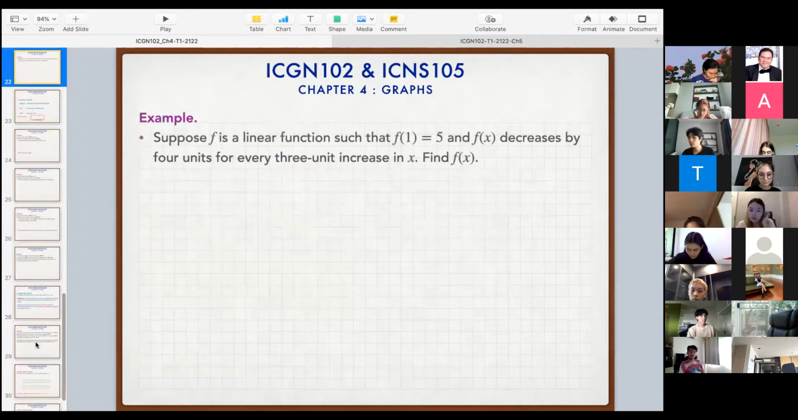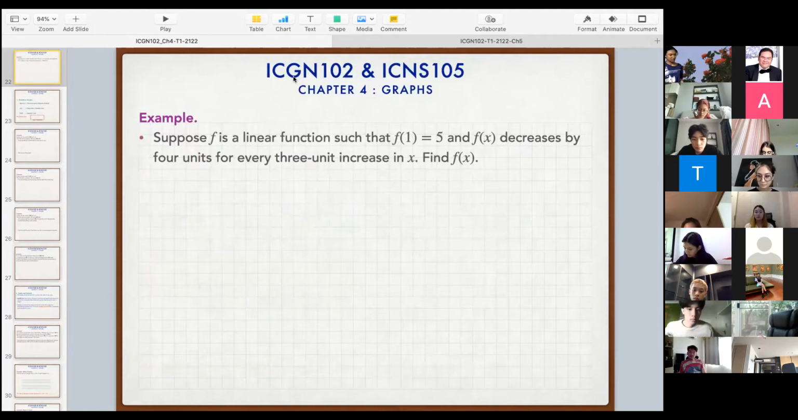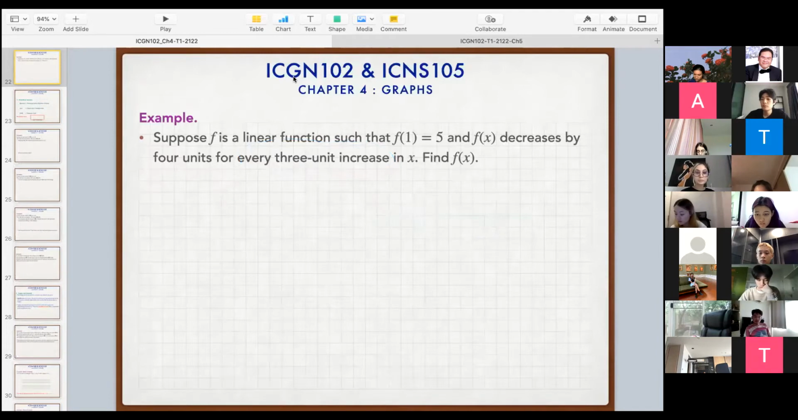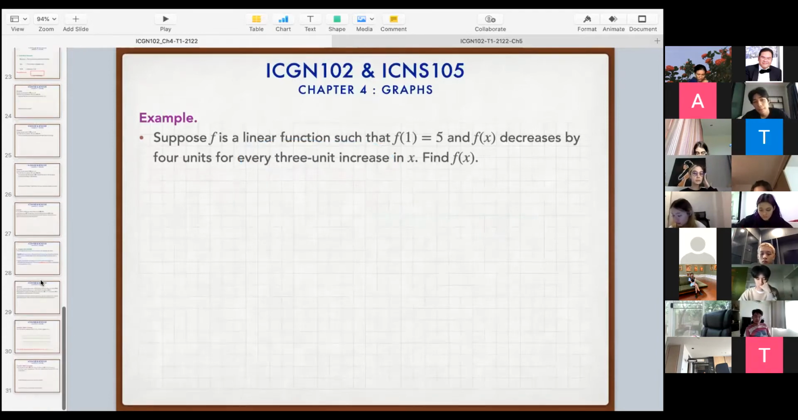Let's see. Here, for this example, we said that f is a linear function such that f(1) equals 5 and f(x) decreases by 4 units for every 3 units increase. This is a rate of change as well. But today we will talk about the way to apply the rate of change in real world applications. Now let's see the rate of change here.